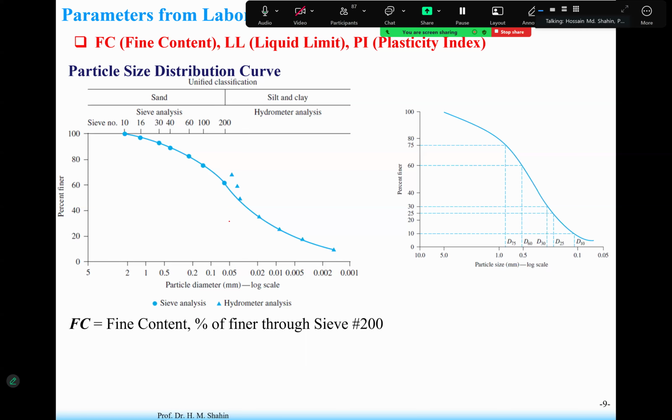Okay. So fine content, we can get it from here: liquid limit and plasticity index. So if the fine content is 50%, 30% fines and so on, you can get this type of trend.